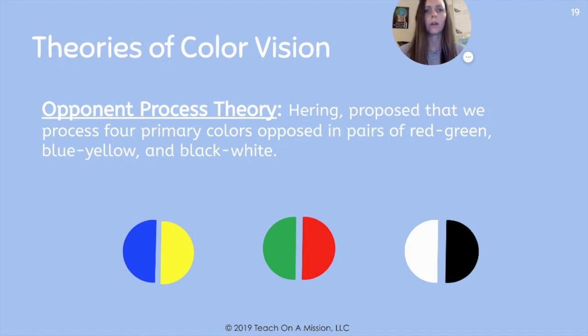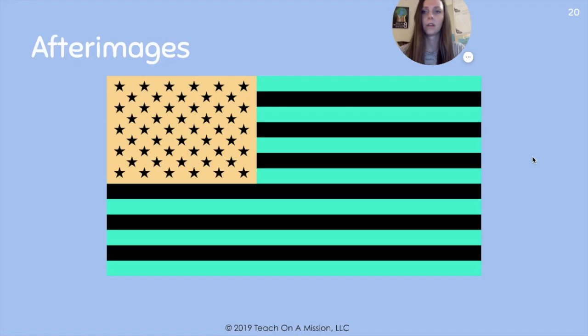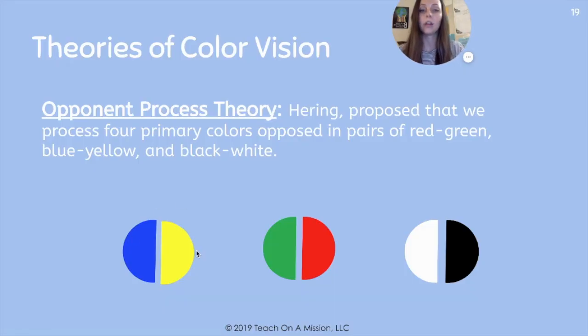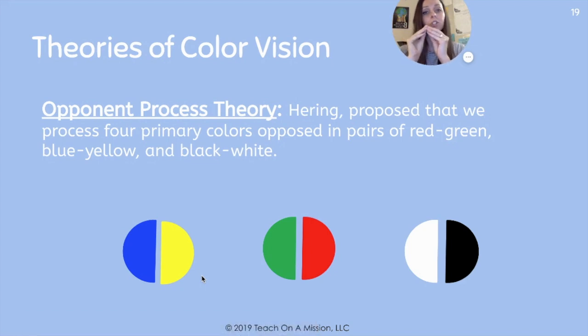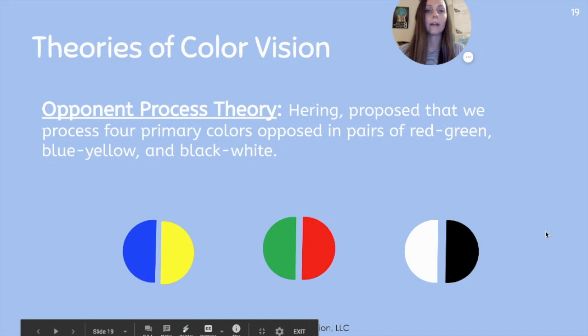And you're probably like, what does that mean? I'll show you. We'll do an example here. So after imaging, this is going to go along with those theories. So remember which pairs go together. Blue and yellow go together. They're in opposition with each other, but they're grouped together. Green and red, white and black.